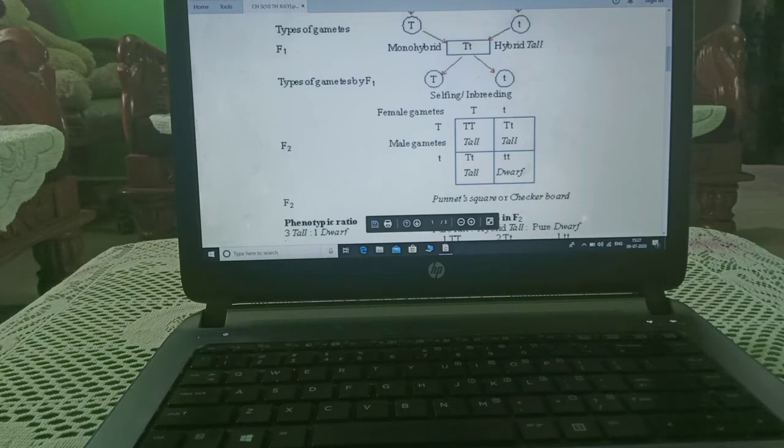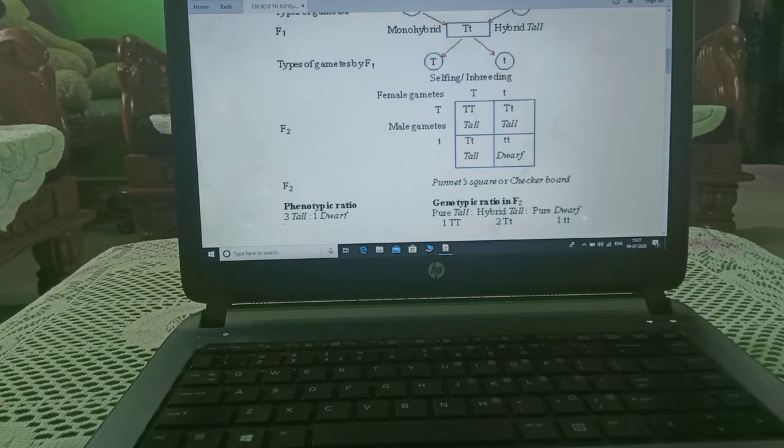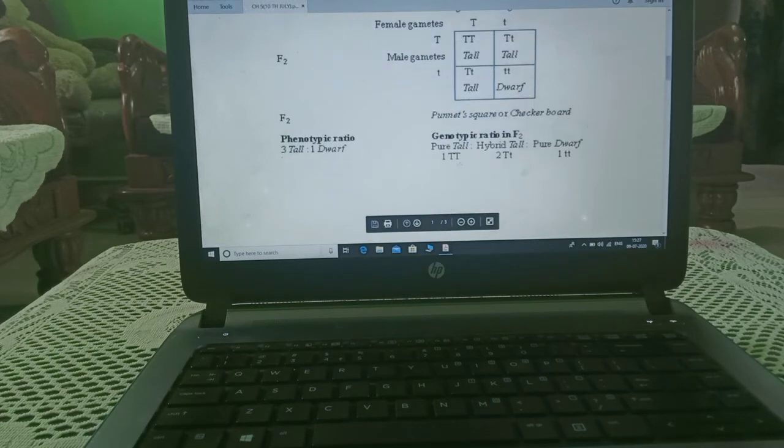We have crossed, then capital T capital T, capital T small t, capital T small t, and small t small t. Like this, three plants were tall and one was dwarf. It was the phenotypic ratio, that is 3 tall and 1 dwarf. When we talk about the genotypic ratio, 1 is capital T capital T, that is pure tall, 2 is capital T small t, that is hybrid tall, and 1 is pure dwarf, that is small t small t.